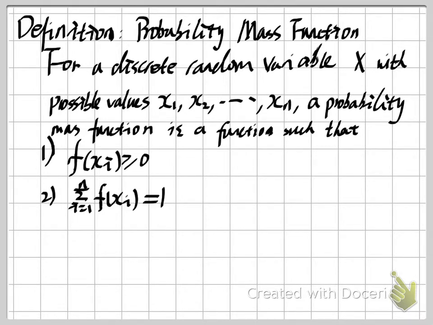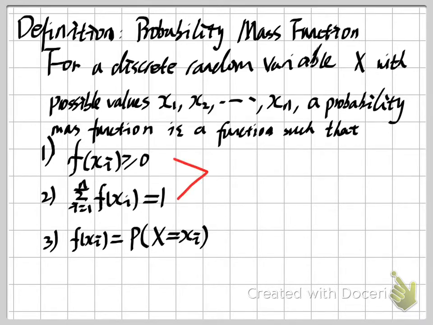The last requirement is actually the definition of our mass function. The value of this function at each point x is equal to the probability of our random variable X at that point. This is the true meaning of the probability mass function. So the first two requirements come from the axioms of probability, and the last one comes from the meaning of the definition of a probability mass function.